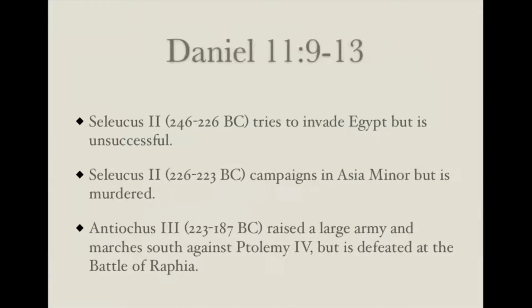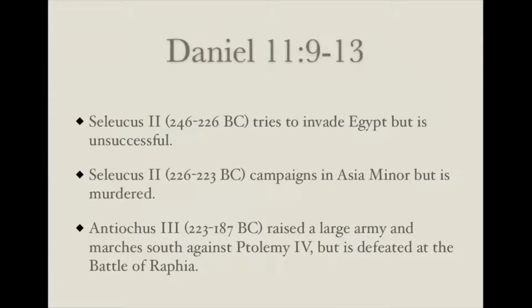All right, Daniel 11, verse 9 to 13. It says, then the king of the north will invade the realm of the king of the south, with a great army, which will sweep like an irresistible flood and carry the battle as far as his fortress. Then the king of the south will march out in rage and fight against the king of the north, who will raise a large army, but it will be defeated.